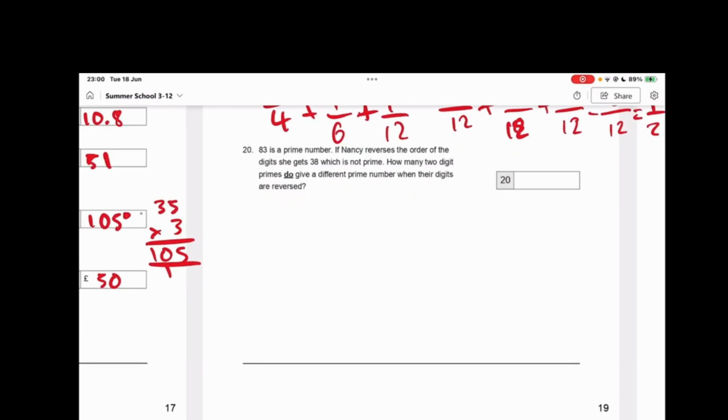Okay, so prime numbers. Well, this will be 11. 11 will give a reversed prime number. 13 will give 31, so that's 2. 14, 15, 16, 17 will also give 71. So this is 3 now. And then 18, 19 will also give 91. Is 91 prime? No, it isn't. So 19 isn't one of our numbers.